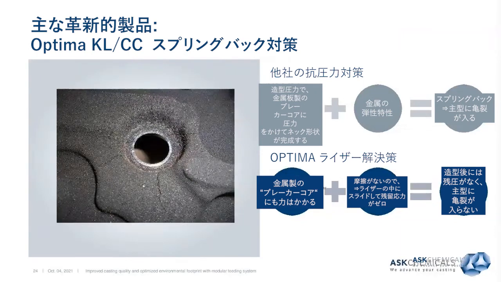As our metallic breaker core is without any pressure and frictionless inside the riser, no forces act on this metal tube, and as there are no forces, there is no elastic deformation, so we cannot have any mold cracks by using this riser family.